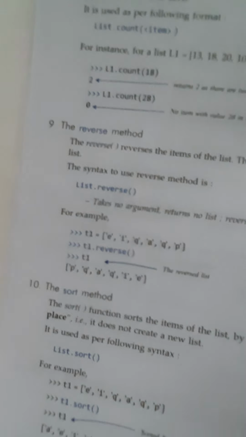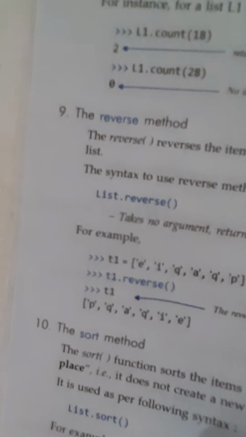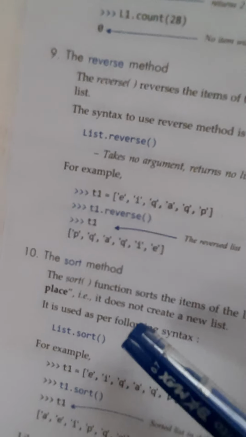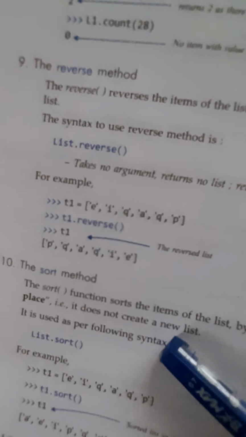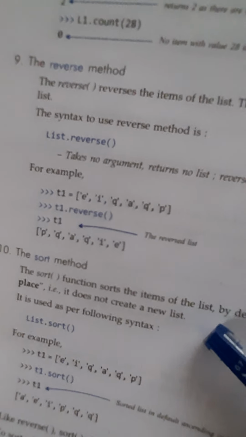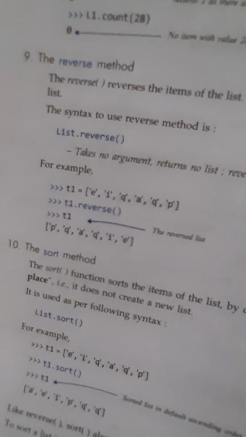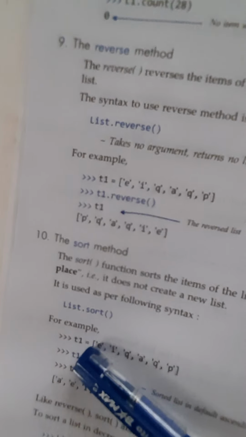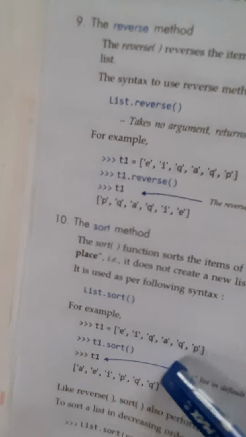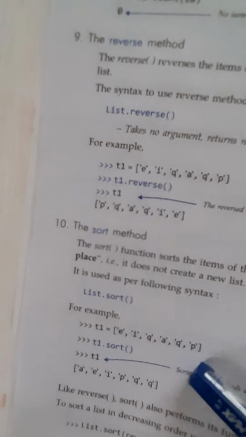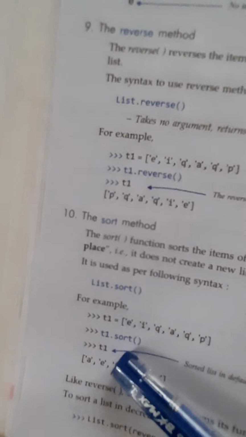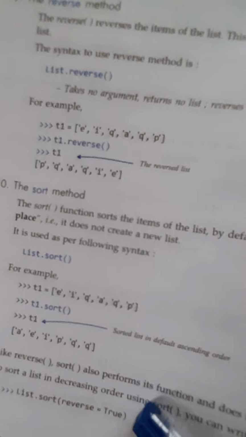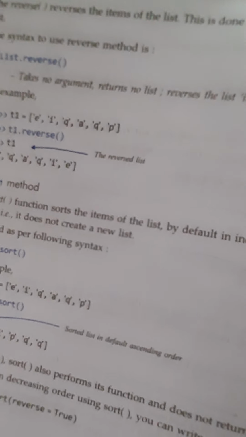The next one is the sort method. In this sort method, this function sorts the items of the list by default in increasing order, that is, in ascending order. Look at the syntax: list.sort(). For example, T1 is equal to a list given E, I, Q, A, Q, P, and T1.sort(). Now T1 will become A, E, I, P, Q, Q. So like reverse, sort also performs the function and does not return anything.